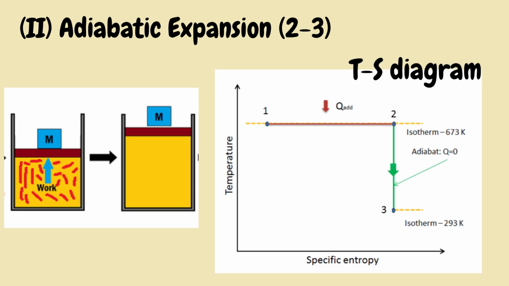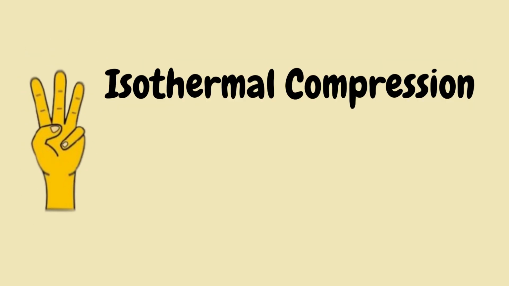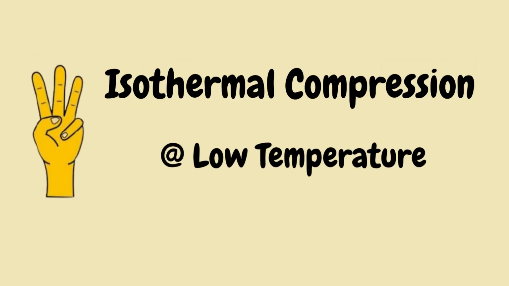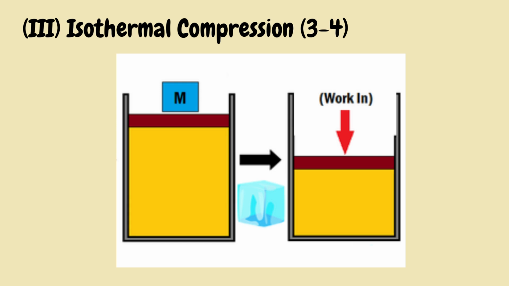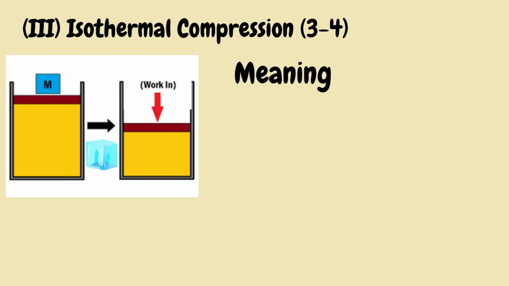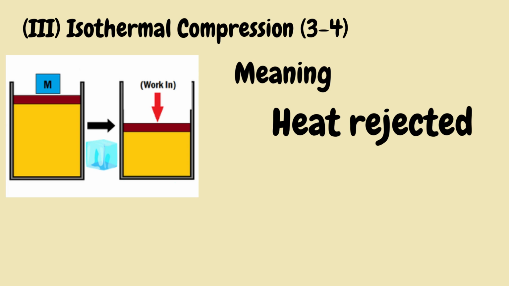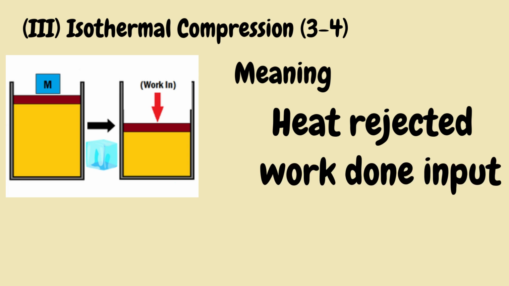On the TS diagram, the process is shown as a vertical line downward. Entropy remains constant. Temperature decreases. This is why adiabatic processes are also called isentropic processes in ideal conditions. 3. Isothermal compression at low temperature. The gas is placed in contact with the cold reservoir and compressed isothermally, meaning the heat, QL, is rejected to the cold reservoir. Work is done on the gas.